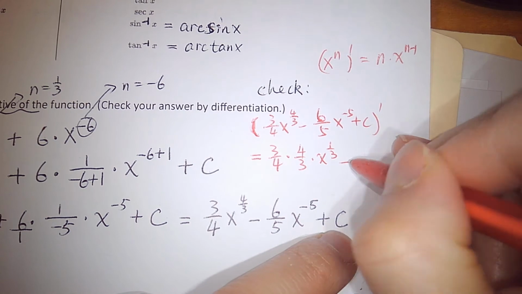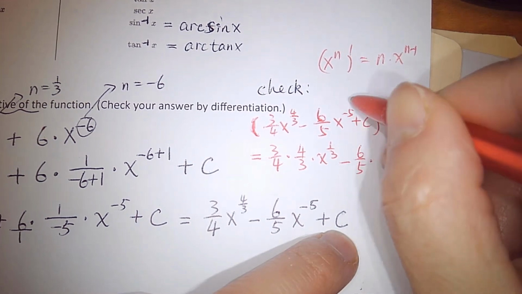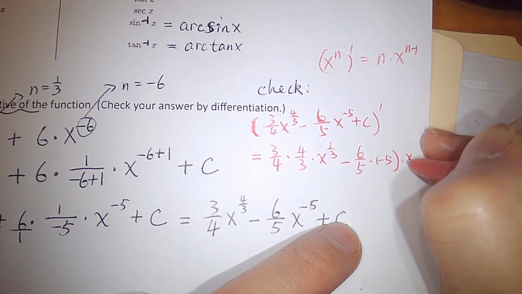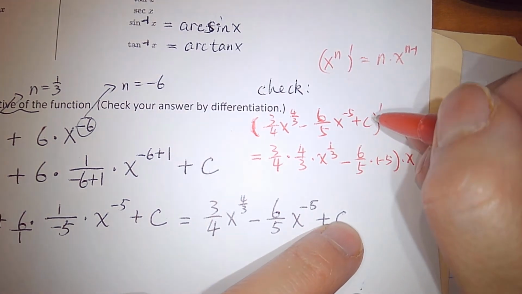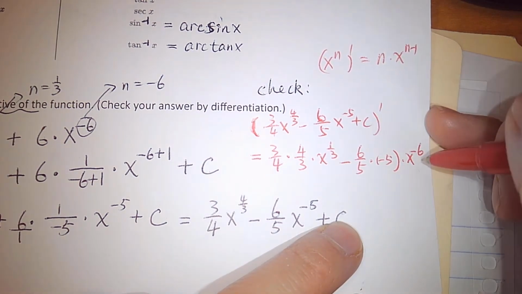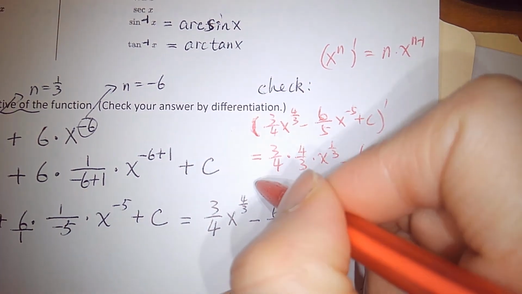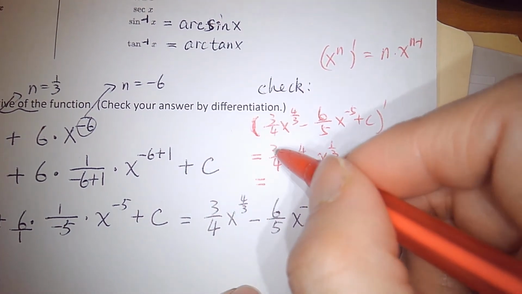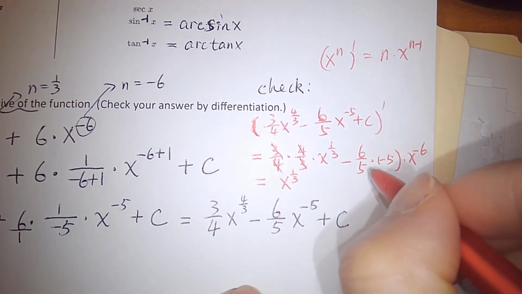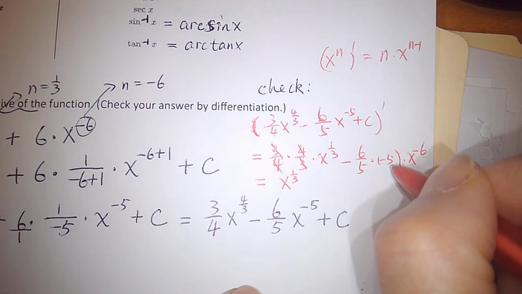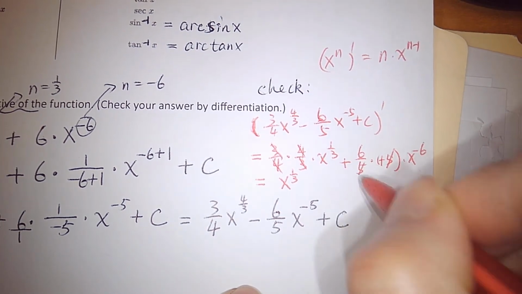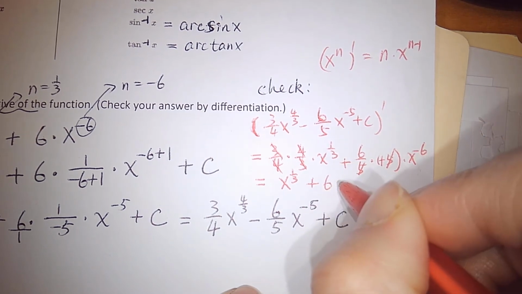And then minus 6 over 5. What is the derivative for x to the -5? -5 minus 1, -6. What is the derivative for a constant? 0. Right. So 3/4 and 4/3 cancel out, we have x to the 1/3. -6 over 5 times -5, negative times negative is positive. The 5s cancel out, so plus 6 times what?